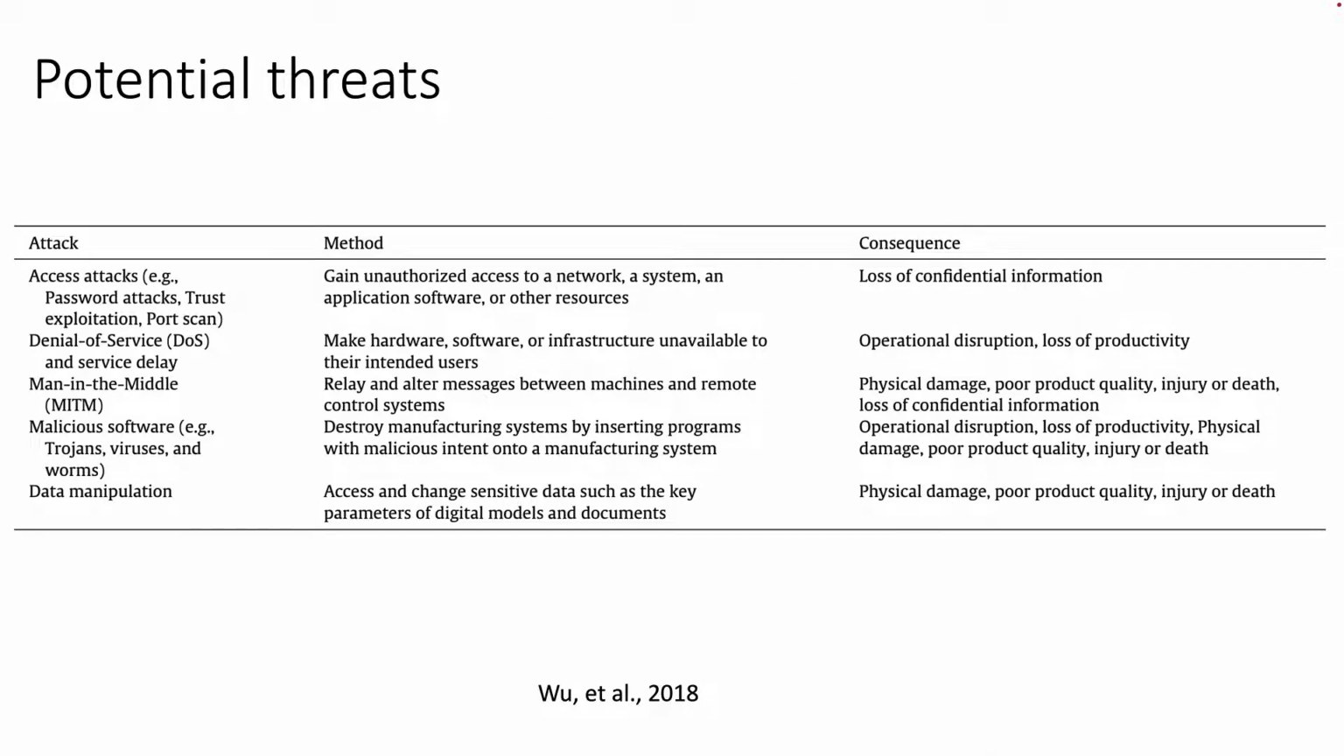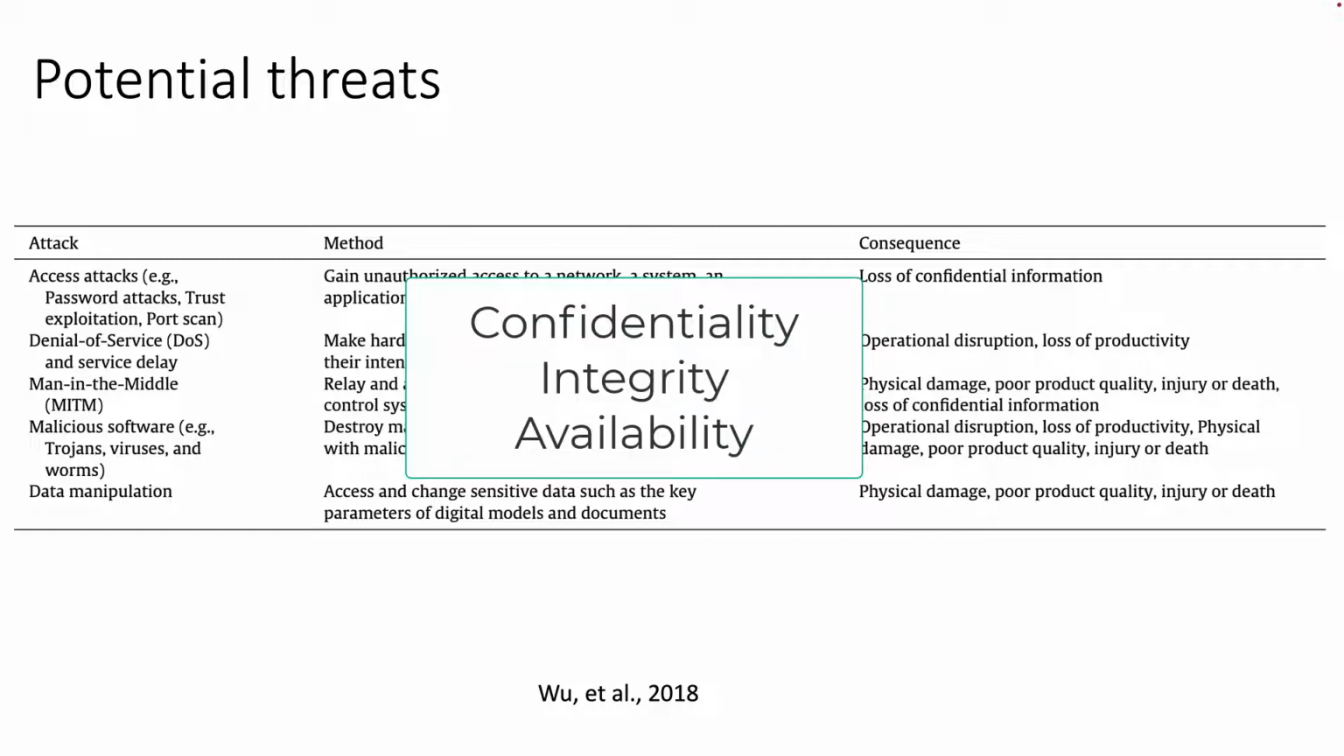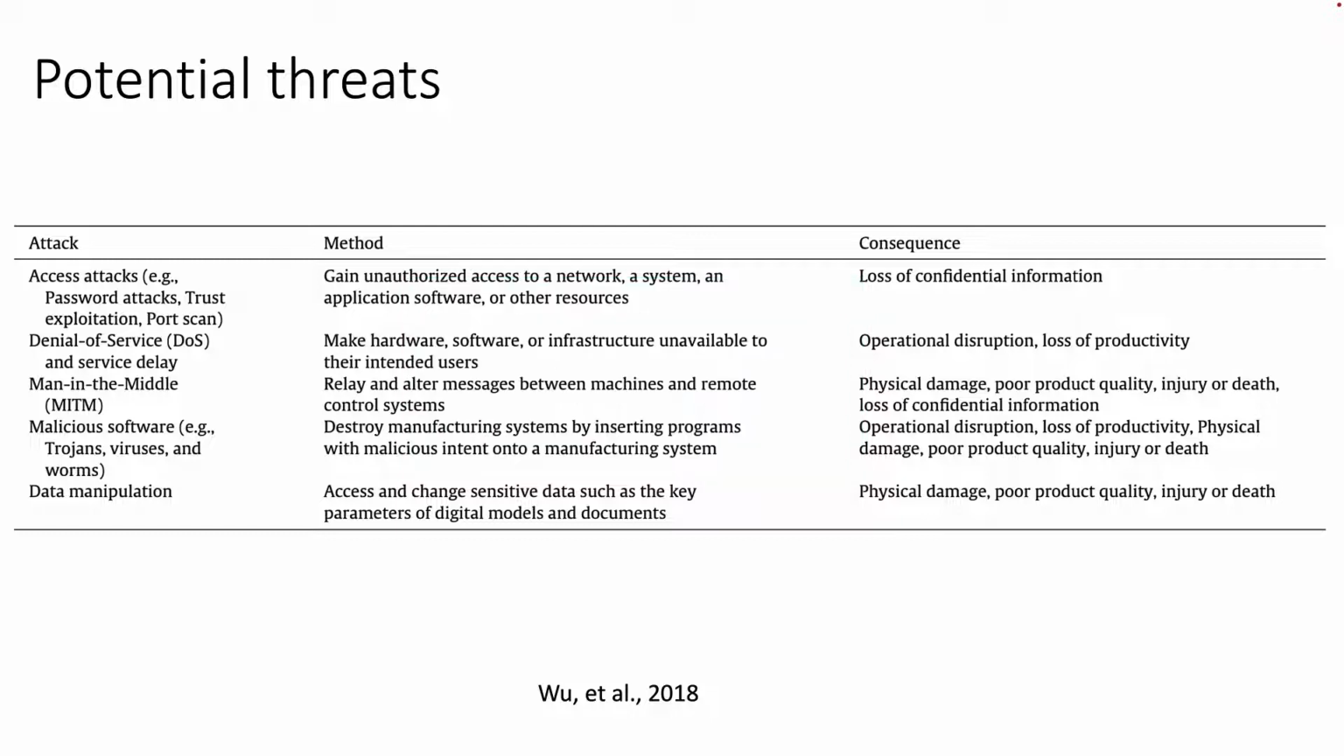Now here are some potential threats. On the left, we have an attack. In the middle, we have a method. And on the right, we have the consequence of the event. So potential types of attacks or threats include accessing the network through password attacks or port scanning, which could result in the loss of confidential information. And let me say as an aside, in the previous video, I discussed the CIA of cybersecurity: confidentiality, integrity, and availability. If you aren't aware what those terms mean, I would suggest you go back and watch that short video. You also have denial of service attacks, which can result in operational disruption or the loss of productivity.